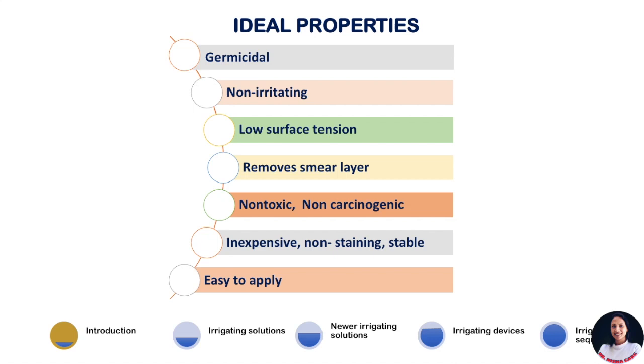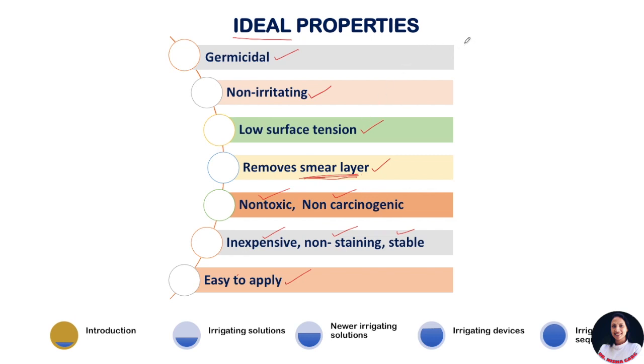Before going further, we should know the ideal properties an irrigant should possess. See, an irrigant should be an effective germicide with prolonged antimicrobial action. It should be non-irritating to periapical tissues and should not interfere with the repair of periapical tissues. It should have low surface tension for more wettability of the canals. It should be able to remove the smear layer. Now, the question is, do you know what the smear layer is? See, the smear layer is the film of debris which is retained on the dentine surface after hand or rotary instrumentation. Apart from these properties, an irrigant should be non-toxic, non-carcinogenic, inexpensive, non-staining, stable, and easy to apply.